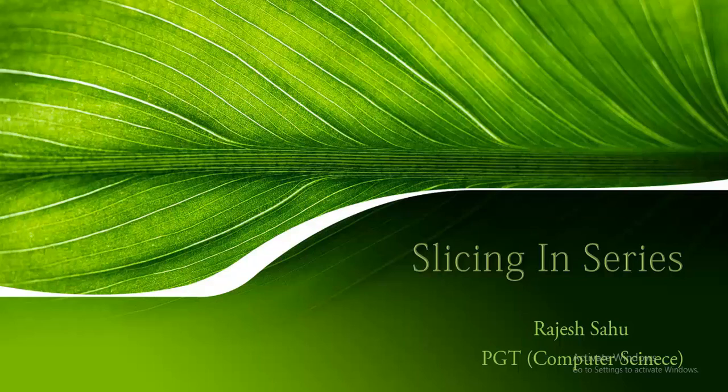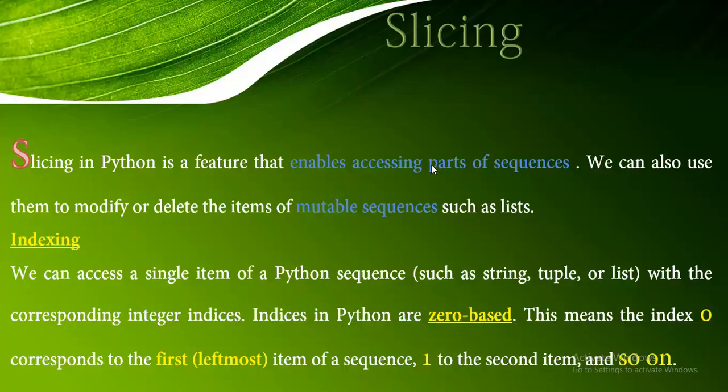Hello students, today we learn the concept of slicing in series. Now the question arises, what is slicing? The dictionary meaning of slicing is apart. Similarly in Python, to access a part of series or to access the indivisible item of series, we use slicing.